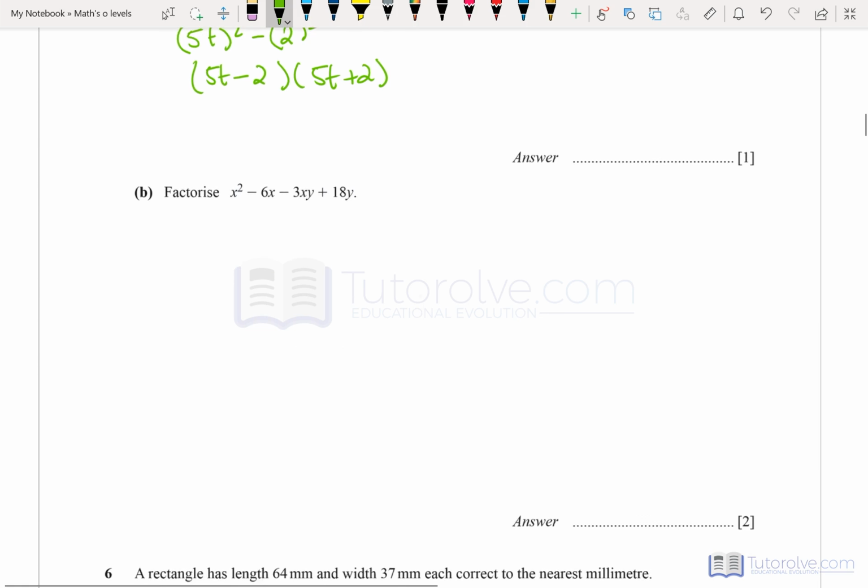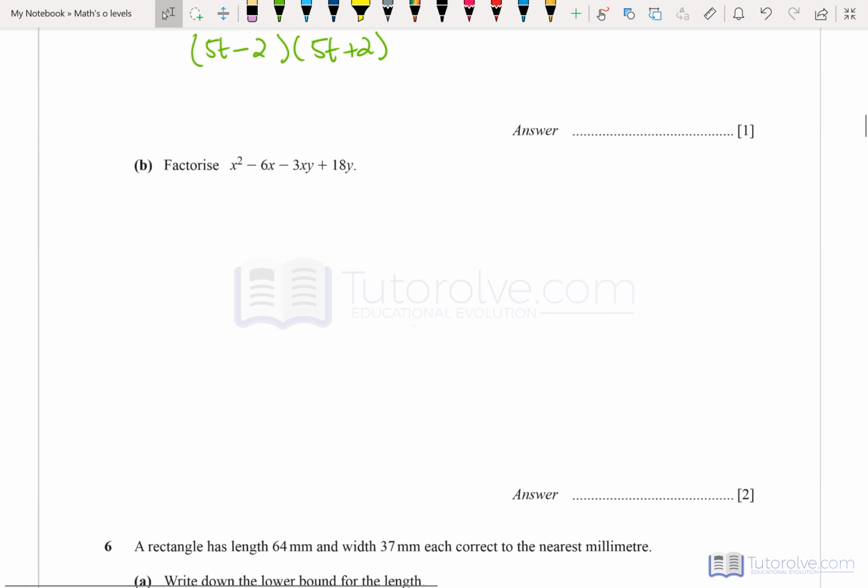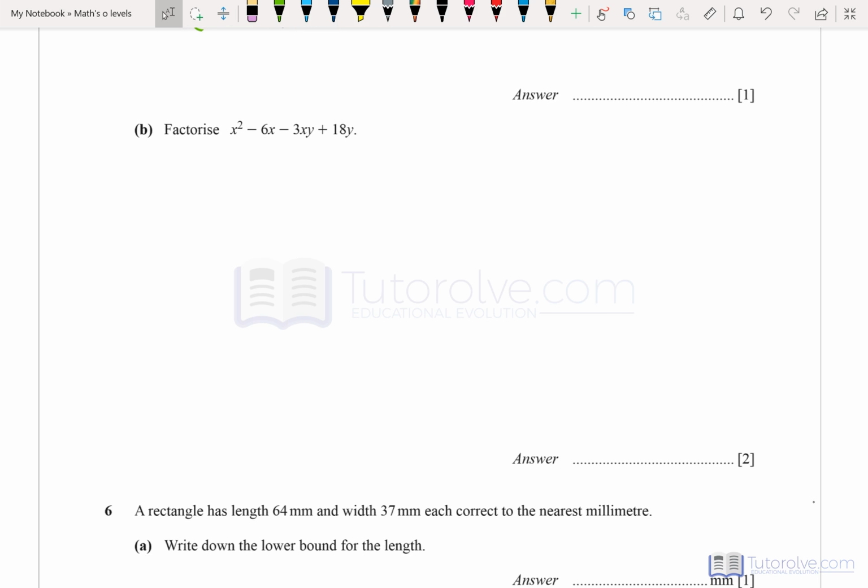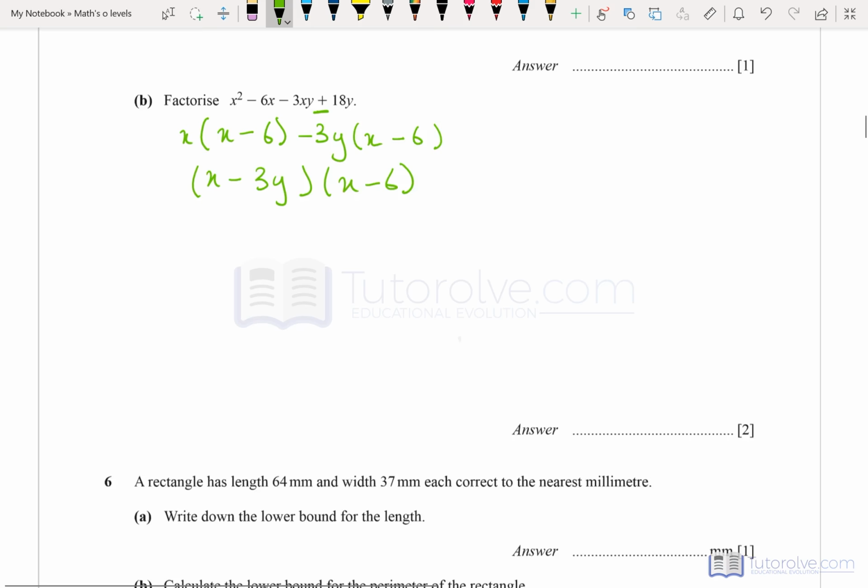So now we have this part b and we need to factorize this. We have the like terms with each other, so we do not need to rearrange this. We take x as common, x minus 6, and likewise we take minus 3. We take minus 3 because we have to change the sign of this 18 right here. So minus 3y. Here we have 6 minus 6, x minus 6 as well. So we have these two common brackets here and the factors too. So list them down and we have x minus 3y and x minus 6.